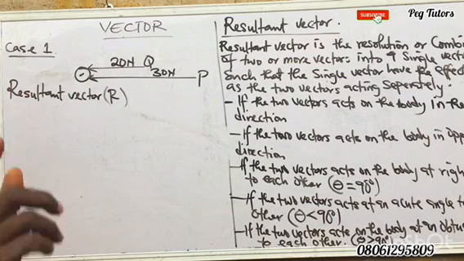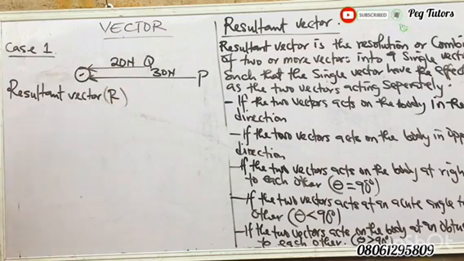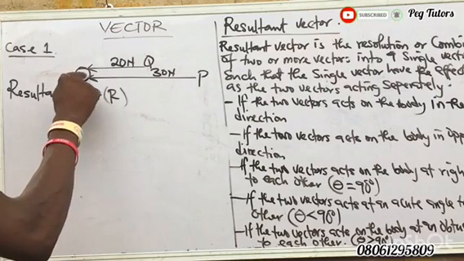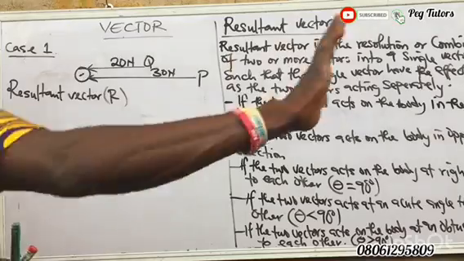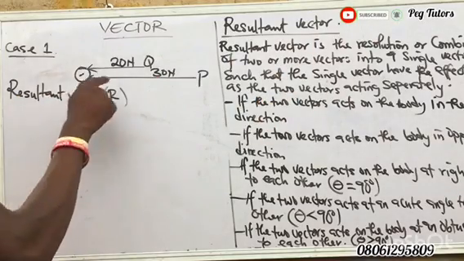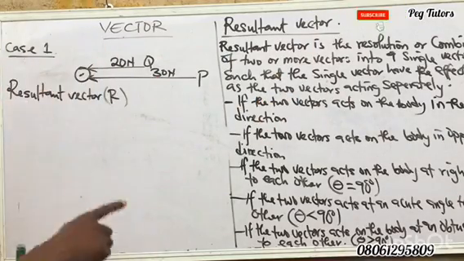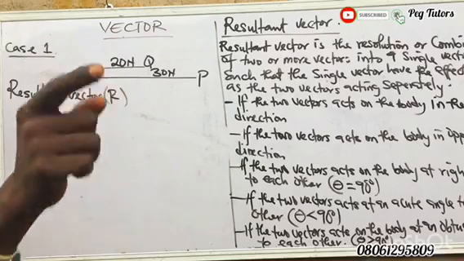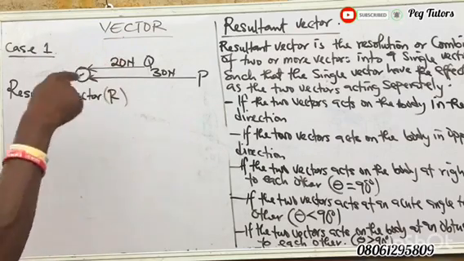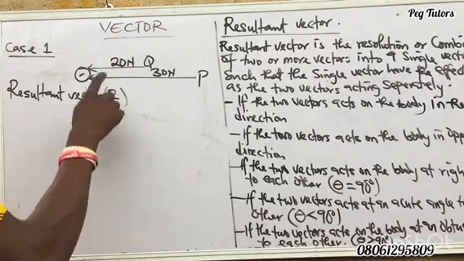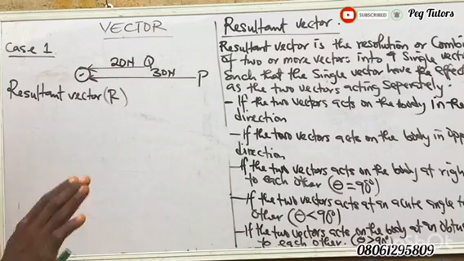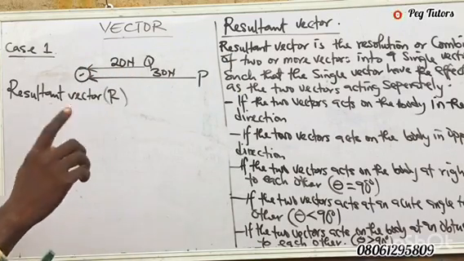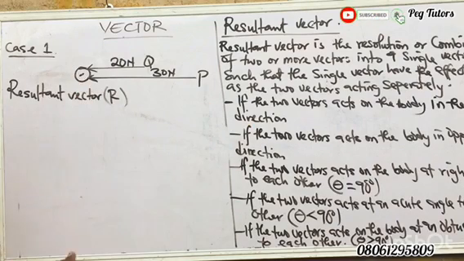The only possible thing to do is to add up the two vectors, because this object would be pushed by the two forces towards the same direction. So if we resolve these two into one singular vector, that single vector will have the same effect as the two vectors acting separately on this object. So we would have 20 plus 30. If the two vectors are acting towards the same direction on the object, what do we do? We add up the two vectors.